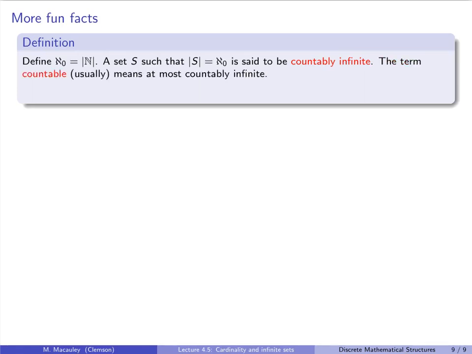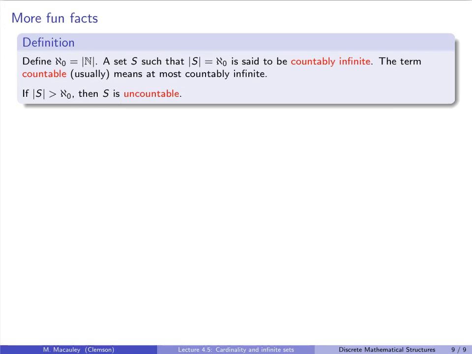The term countable usually means at most countably infinite. So basically it means we can count the elements in the set. It might be finite, might be infinite, but we can enumerate them 1, 2, 3, etc. That said, some books and papers use the word countable specifically to refer to infinite sets, and they'll just use finite otherwise. If a set is bigger than Aleph naught, then we say that S is uncountable. So we have already seen that the set of real numbers is uncountable, as is the power set of the rational numbers.